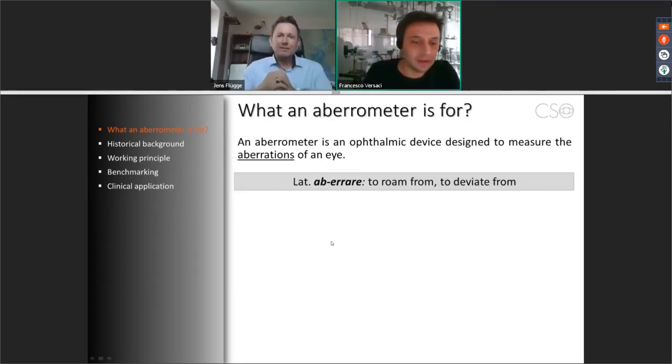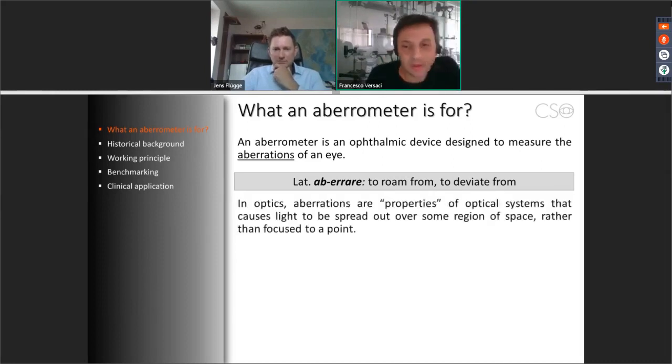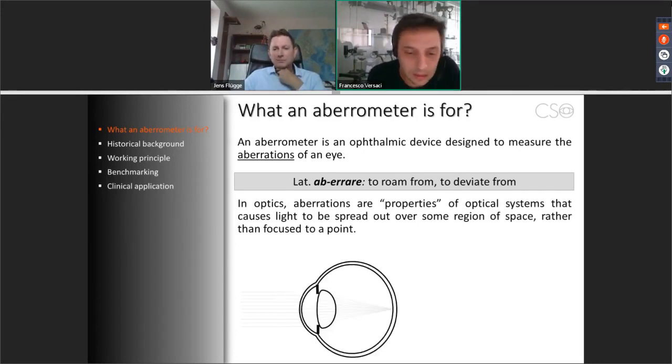Okay, let's start from the very beginning. An aberrometer is a device designed to measure aberration of the eye. Aberration, from the Latin, means to run from or to deviate from. That is exactly what the optical aberration does. If you look at this image, you will see that every ray that enters the eye is focused exactly in the same position. So every ray that is creating the image in the eye hits the retina at the same point.